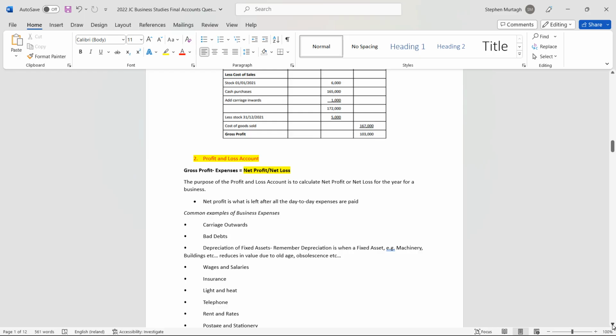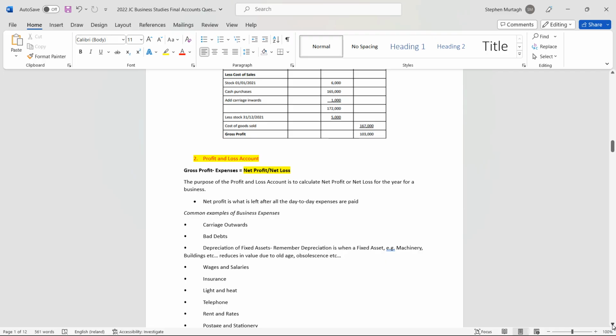So carriage outwards would be an expense. Bad debts. So if you have sold goods to somebody on credit and they haven't paid you back, because remember, selling on credit means they get used to the goods now and pay for it at a later date, then you have to cover the expense yourself, which is not a good position to be in. So bad debts could also be an example of an expense.